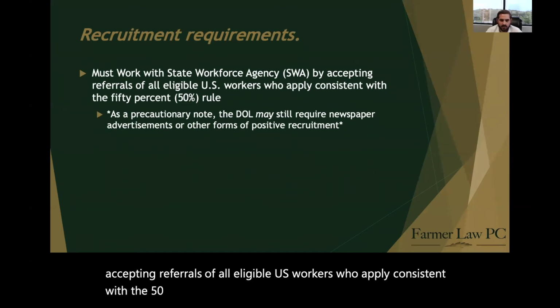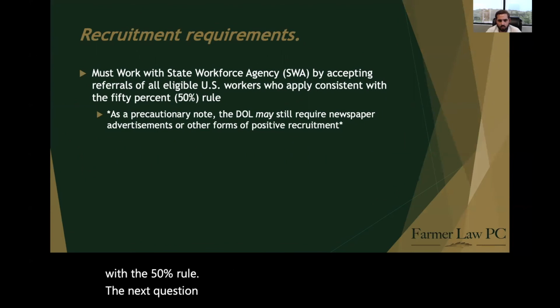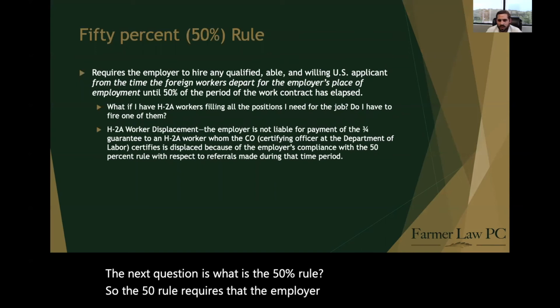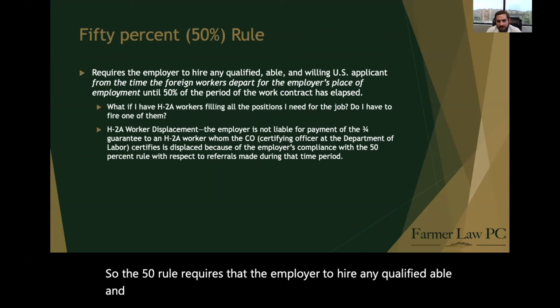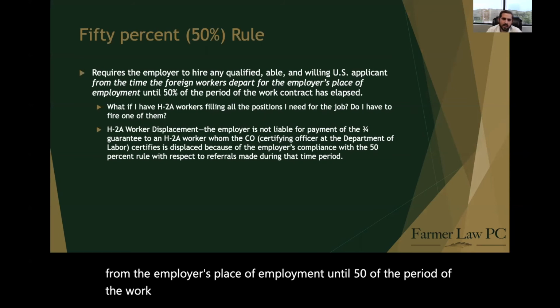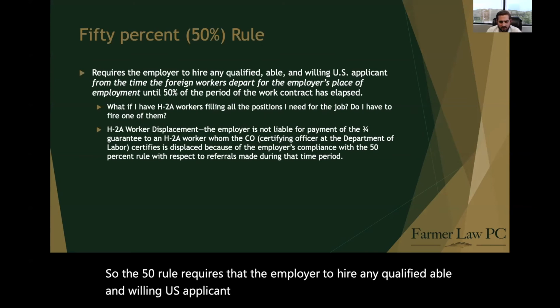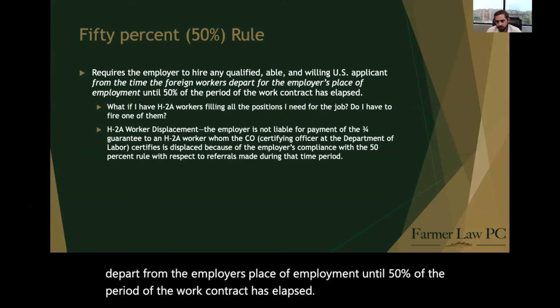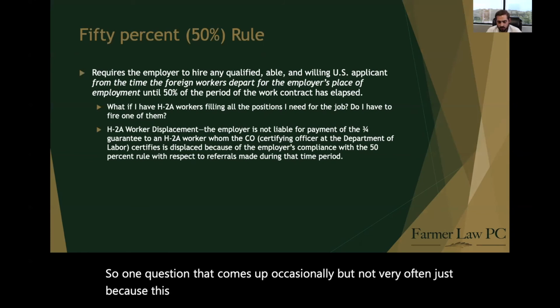So the next question is, what is the 50% rule? So the 50% rule requires the employer to hire any qualified, able, and willing U.S. applicant from the time the foreign workers depart from the employer's place of employment until 50% of the period of the work contract has elapsed. So one question that comes up occasionally, but not very often, just because this scenario doesn't happen a lot from my experience, at least with the companies that we've dealt with.